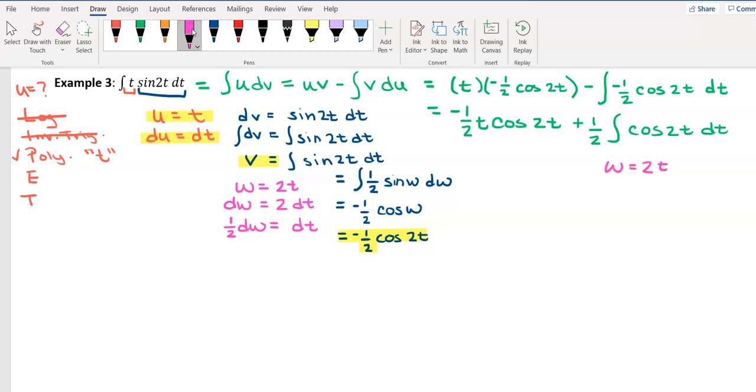So it's pretty much going to be a repeat of what we just did. So w is equal to 2t. dw is equal to 2 dt, so 1/2 dw, dividing by your 2, is equal to dt. So kind of continuing down, it's going to be, oh, I need my 1/2 in front there.